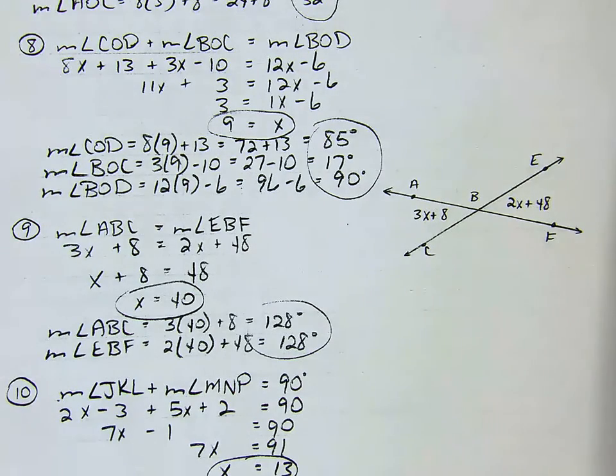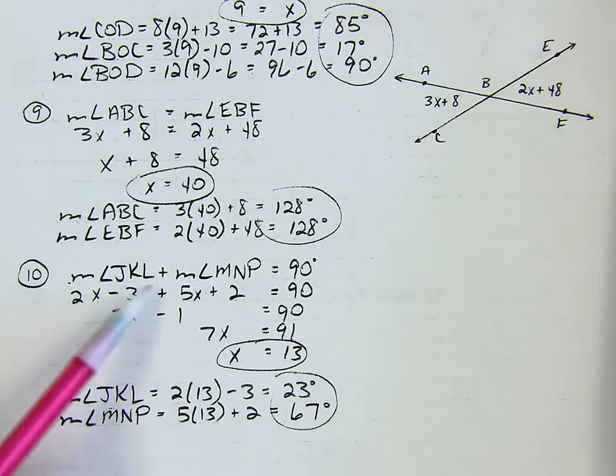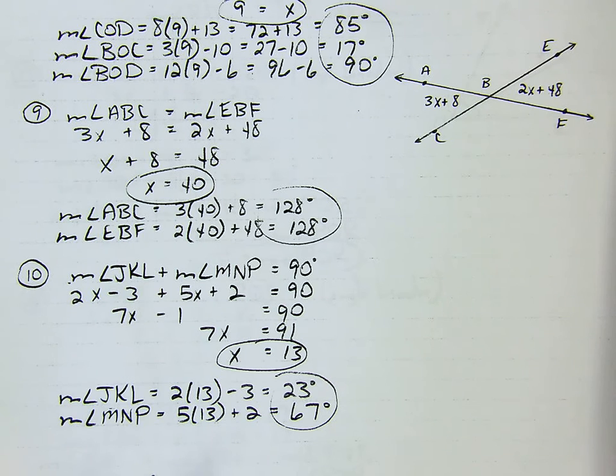Since they're complementary, that means their sum is equal to 90. So what I did, I said that the measure of angle JKL plus the measure of angle MNP is equal to 90. Then I substitute what they told me the measures were. JKL was 2x minus 3. MNP is 5x plus 2. And remember, they equal 90. Combine like terms, 2 and 5 is 7x. Negative 3 and 2 is negative 1. Add 1, 7x is equal to 91. Divide by 7, x is 13.